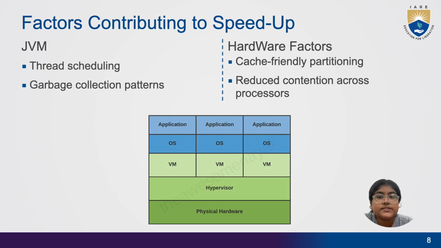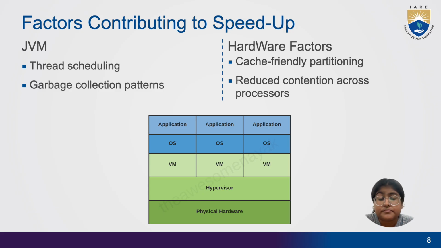Let us further analyze the factors that contributed to this. On the JVM side, thread scheduling was smarter on multiprocessors, reducing idle time. Garbage collection behaved differently, shorter, less disruptive process, since tasks were naturally spread out. On the hardware side, cache effects were significant. Quicksort's partitioning divided arrays into chunks that fit well into cache memory, reducing cache misses.